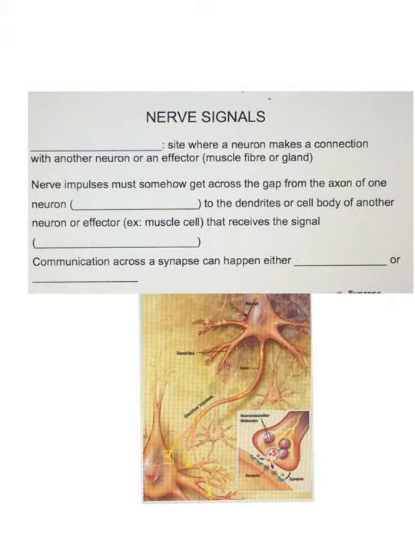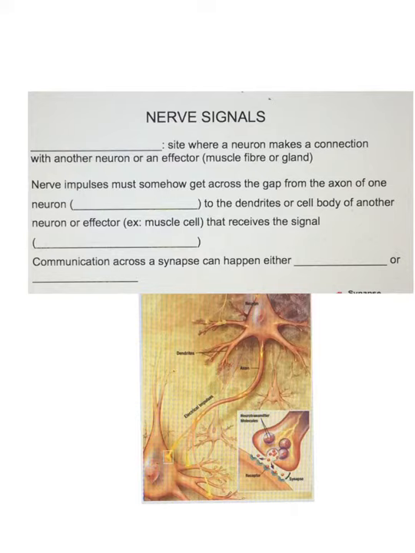So today we're going to be learning about nerve signals, and hopefully you've already done the lesson on the nervous system overall, looking at the different parts of the nervous system, the central nervous system, the peripheral nervous system. Mostly what you're going to need to know today is the neuron and the different parts of the neuron, because today we're going to look at how those signals actually get passed between neurons.